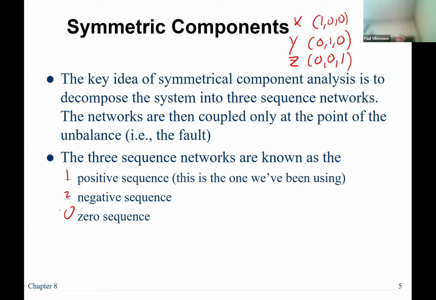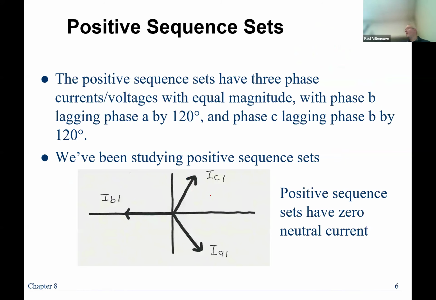So we've already been doing positive sequence. That's ABC rotation. So this is ABC. Negative sequence is ACB. And zero sequence, as I mentioned at the beginning of class, has no rotation whatsoever. It's just, they're fixed in their position. So here's our positive sequence.